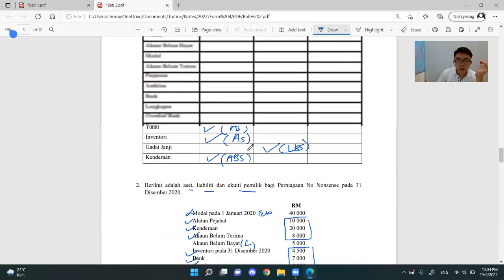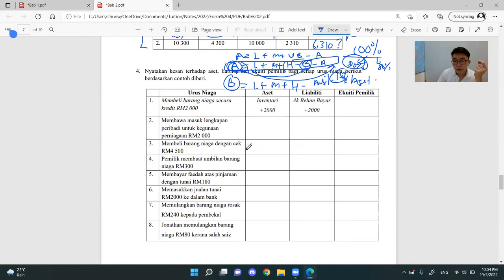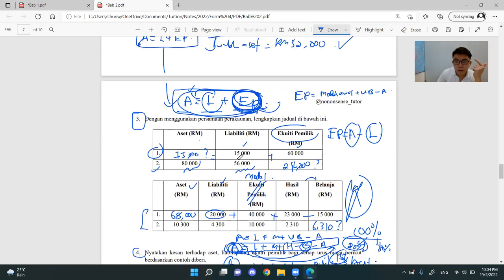All right. So it's already 10:04. So next week we'll start off from this number 4. Okay. So here we'll be using the concept from here. So you must master this formula. Asset equals to liability plus equity per million.